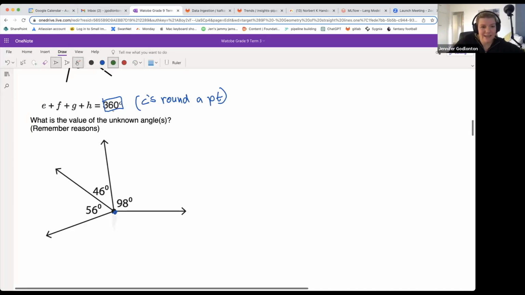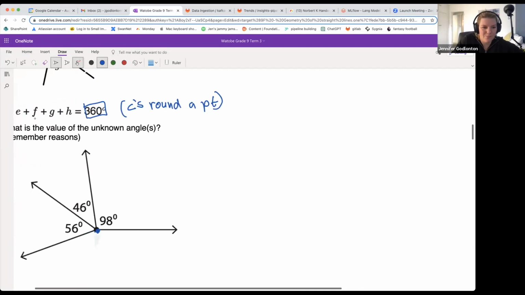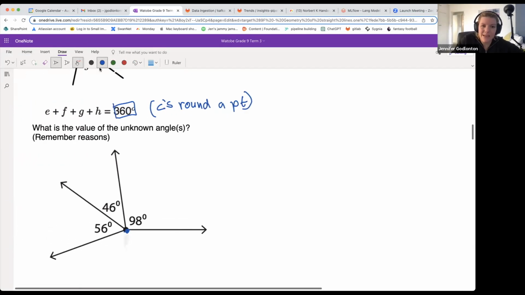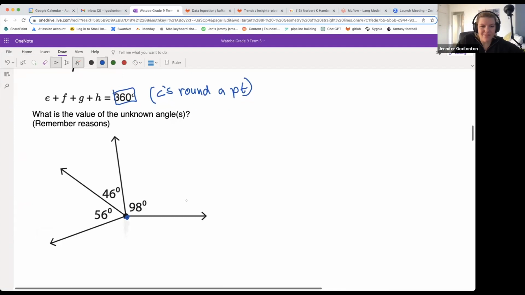It doesn't even want me to write X. That's how sad it is. So, let's see. I think. Ooh. All right. Guys, while my OneNote is having a small temper tantrum, can you please try and find the value of X for me? X is going to be where our question mark was.